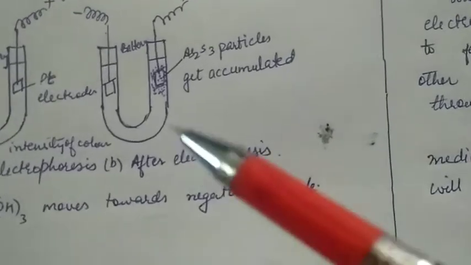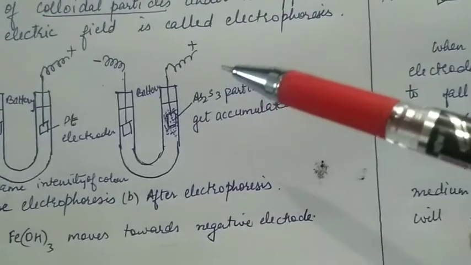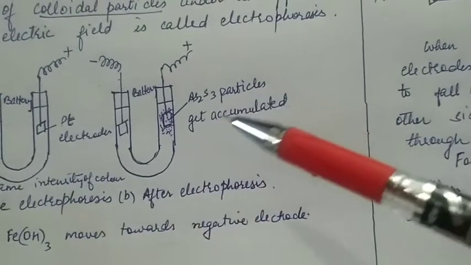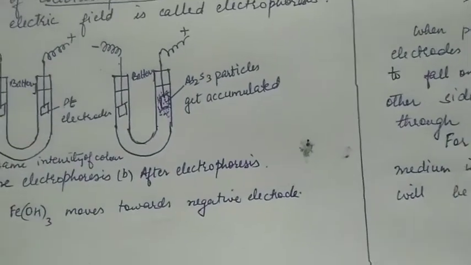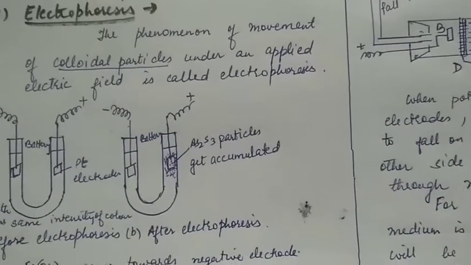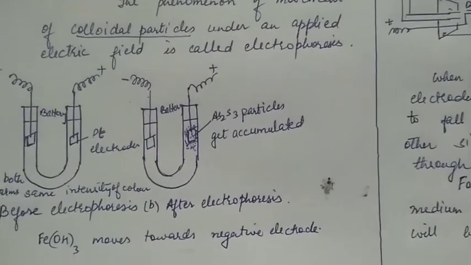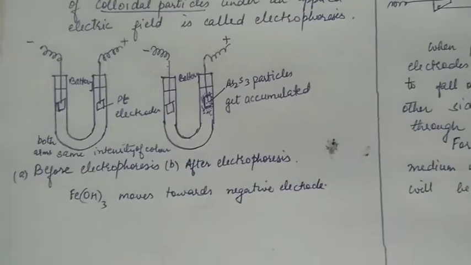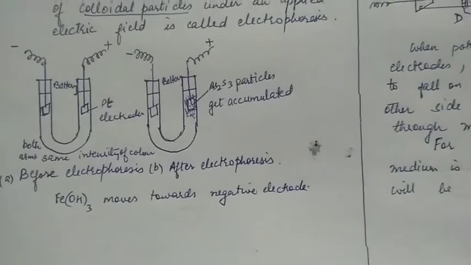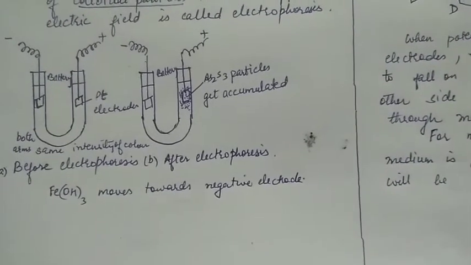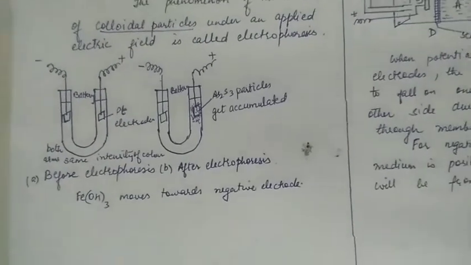sulfide. But after you have applied potential, the negatively charged sol particles get accumulated towards the positively charged electrode. So this tells us that the charge on the colloidal particles is negative, because opposites attract. Similarly, if we put ferric hydroxide sol in the same apparatus, it moves towards the negative electrode, indicating that it's positively charged.